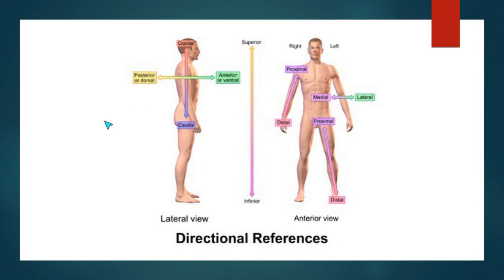And then also on the left-hand side, we have cranial, which is superior. And then we have caudal, which is inferior. We have anterior, which is ventral, towards the front of his body, and posterior or dorsal towards the back.